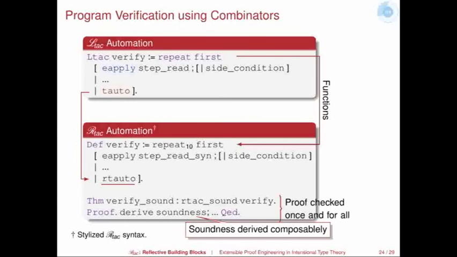Mentioned, this proof is checked once and for all. And it's nice to note that the soundness of this proof here is essentially derived compositionally. So there's a theorem that says repeat of t is sound if t is sound, and first of t1, t2, t3 is sound if each of t1, t2, and t3 are sound. So we can build this in a fairly automated way.